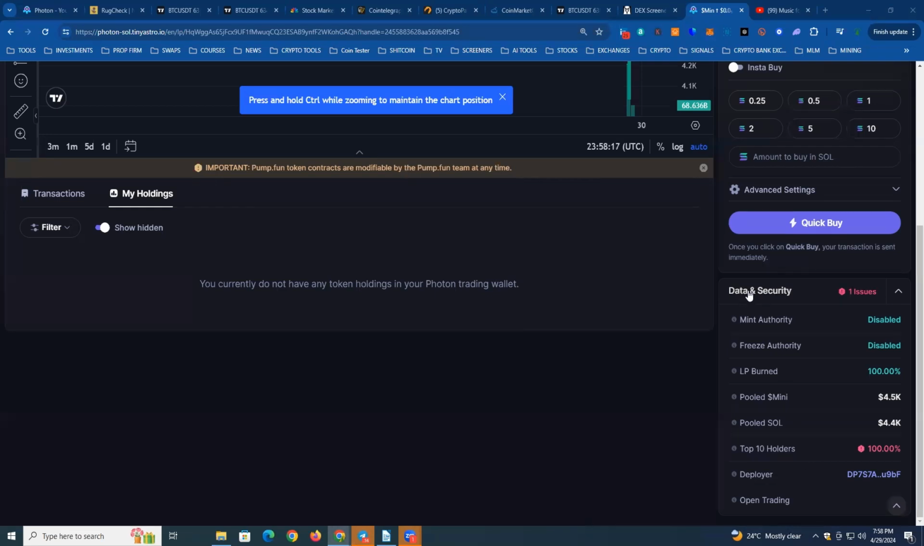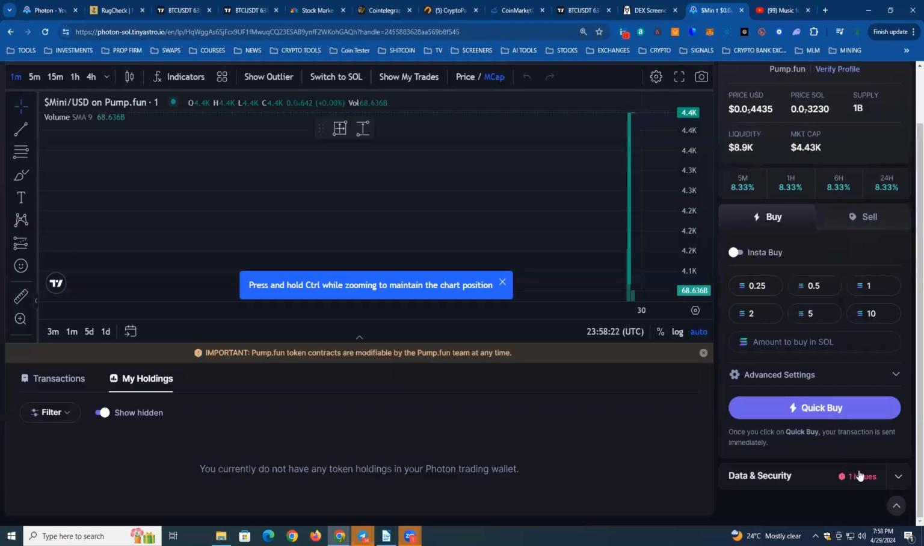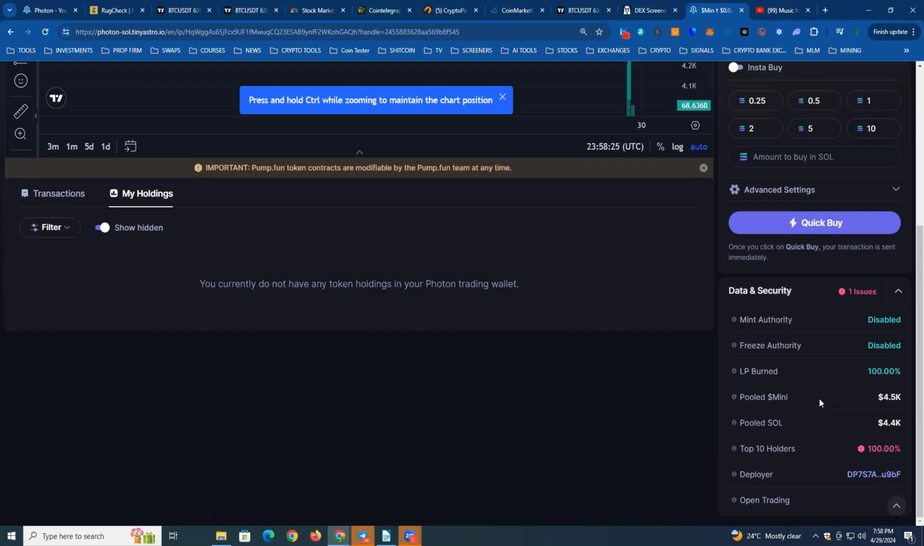Now, here it is in terms of data and security. This particular coin has one issue, and you would be able to suss out those issues. In particular, the top 10 holders had 100% of the coin, even though they had disabled the mint authority and the freeze authority, and the liquidity was burnt. Because the holdings of this coin were in an imbalanced place, it made this a bad investment to make.